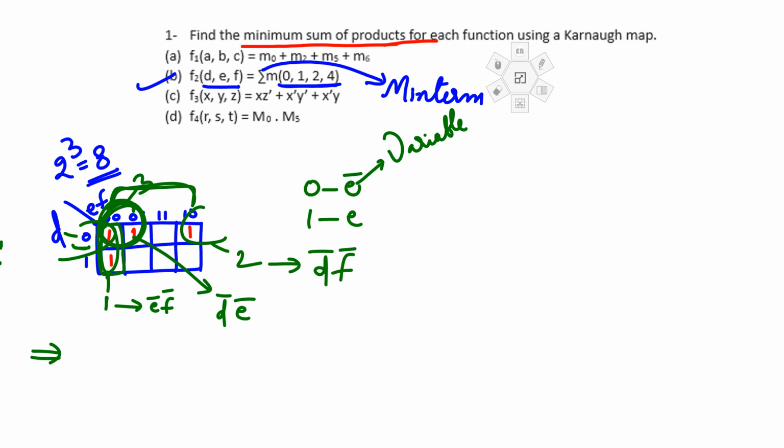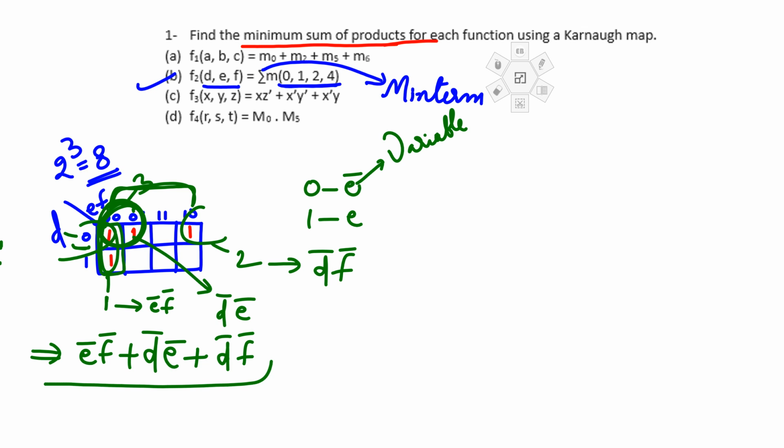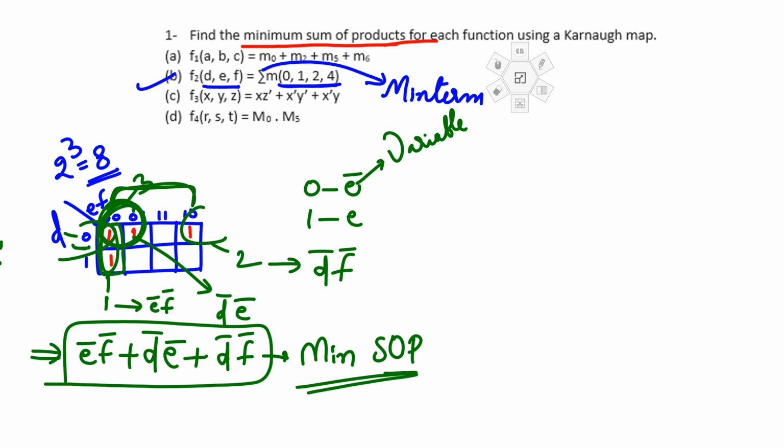So now we have to write the sum of all these: E bar F bar plus D bar E bar plus D bar F bar. So this is the minimum sum of products, minimum SOP. Okay, guys.